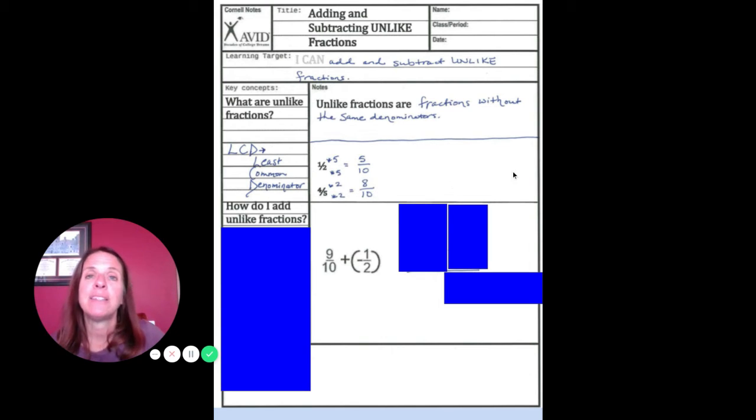Once you have that denominator in common, then we go back to our previous lesson of adding like fractions and just focus on those numerators. So let's give it a try here.